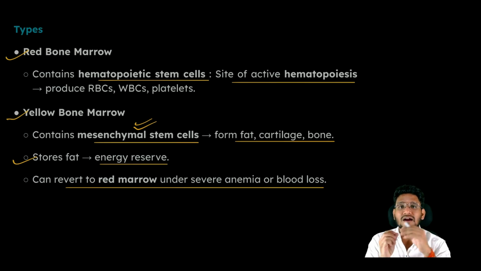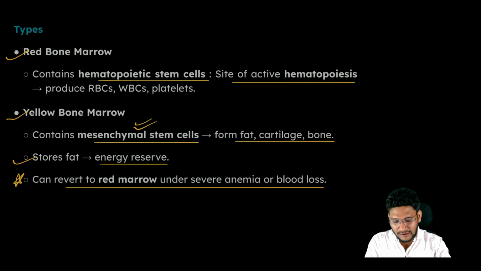Okay, when there is heavy blood loss, when there is severe anemia, the body will require production of RBC and WBC in huge amounts. So to cope with blood loss and anemia, this yellow bone marrow will convert into red marrow, and after converting, will start producing the blood cells. They will start producing RBC, WBC and platelets. So this yellow bone marrow can easily revert to red marrow under severe blood loss and anemic conditions.